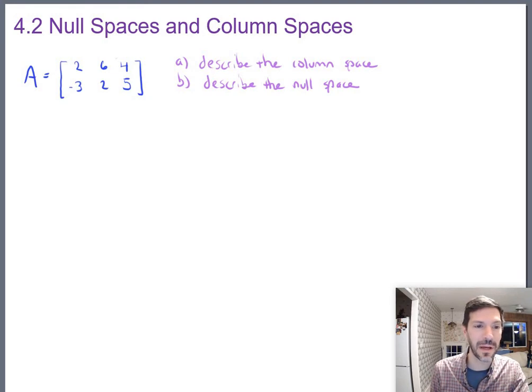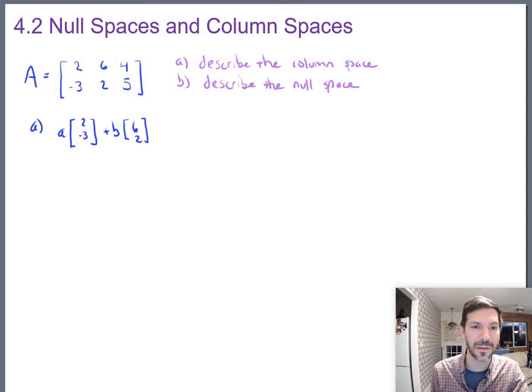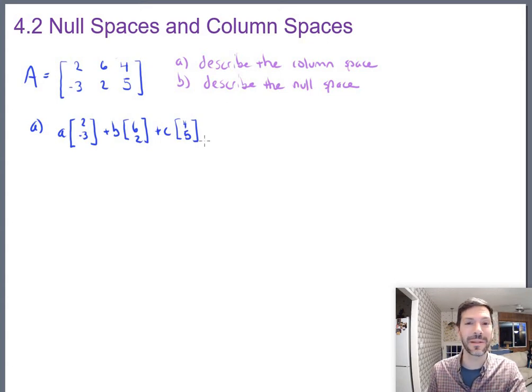It's pretty easy to describe the column space. It's pretty much in the definition, which is a way to describe or give a formula for the column space: just any constant times (2, -3), plus any other constant times (6, 2), plus any other constant times (4, 5). That's a description for the column space. You pick your A, B, and C and plug them in, and you've got a member of the column space.